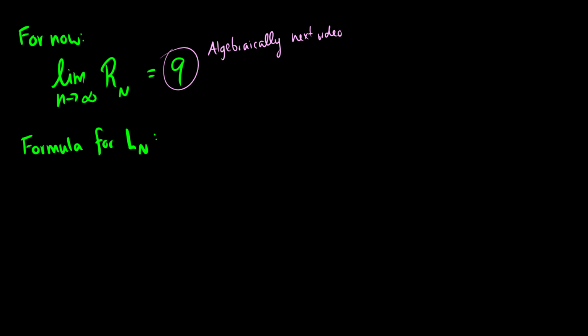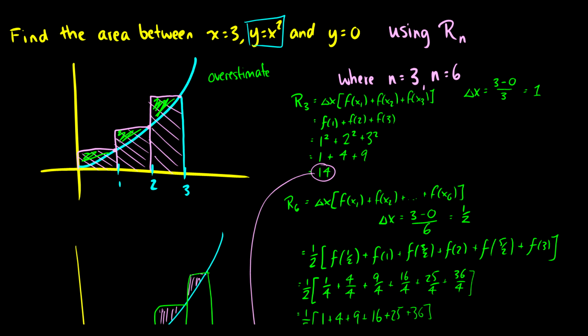And I did promise a formula for the left-hand limits. So if you recall, Rn is equal to delta x times f of x1 all the way up to f of xn. Now, what the left-hand limit does is it still takes delta x, but instead you start at f of x0, which is the leftmost point, and you go all the way up to f of x of n minus 1, which in this case would be the 2.